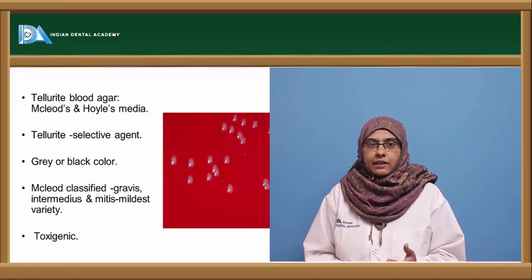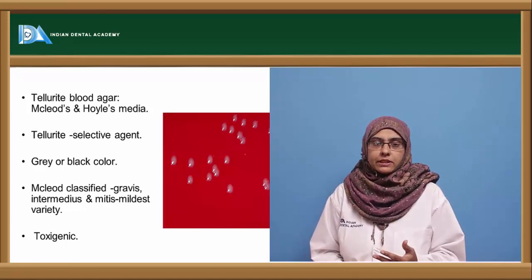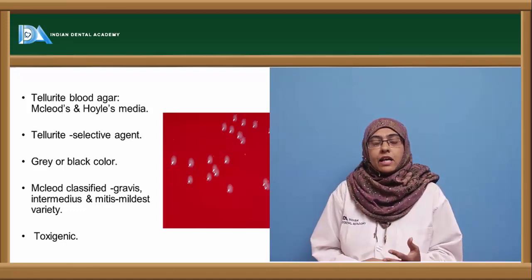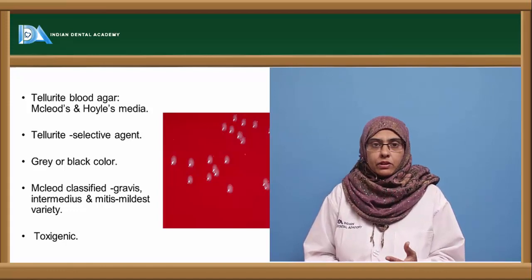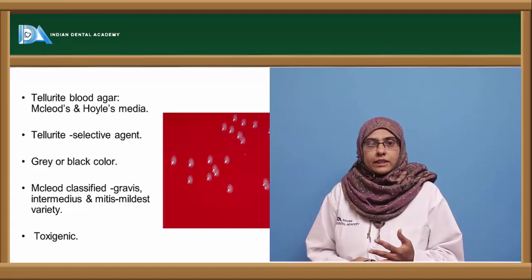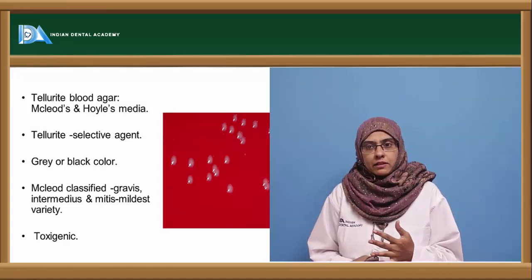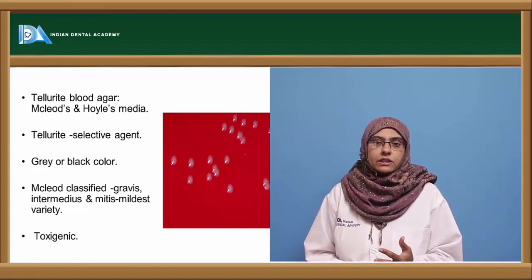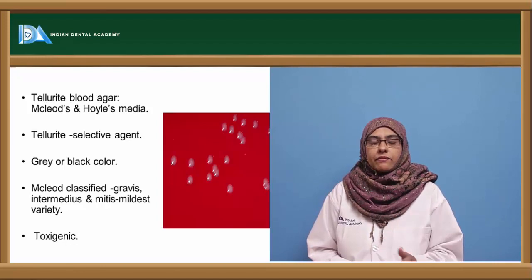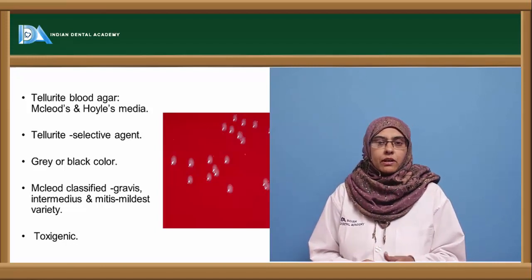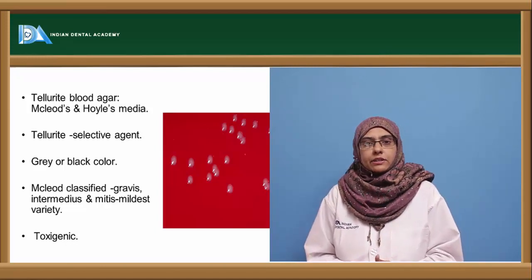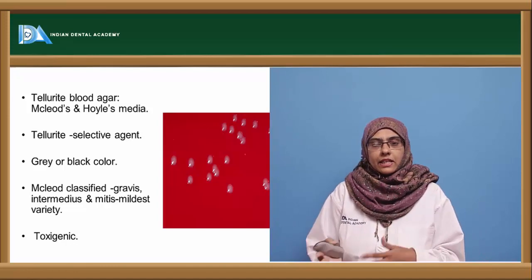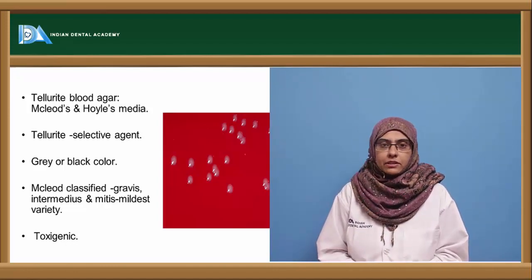Now coming to the pathogenic effect of this organism, Mcleod has classified the organism based upon its virulence into 3 types: gravis, intermedius and mitis. The gravis is the most fatal one, involved in epidemics and causing disease worldwide, whereas the mitis is the less lethal or mildest variety, which usually causes fewer infections when compared to the gravis. Now coming to the intermedius, it has characteristics of both the gravis as well as the mitis colonies.